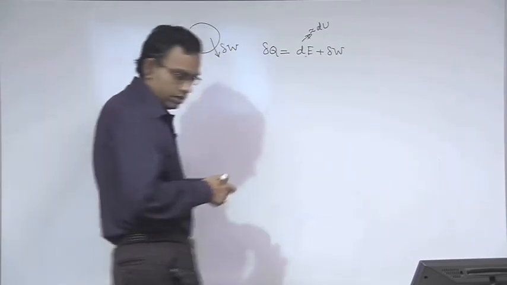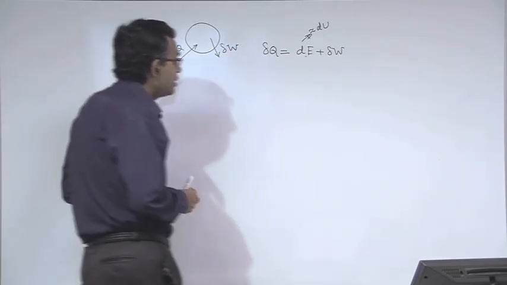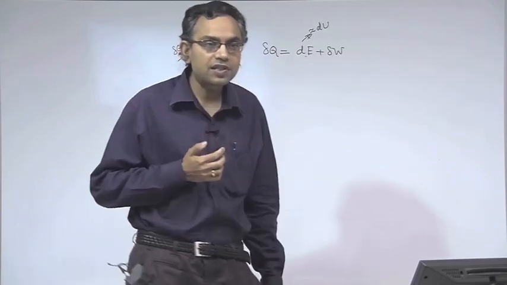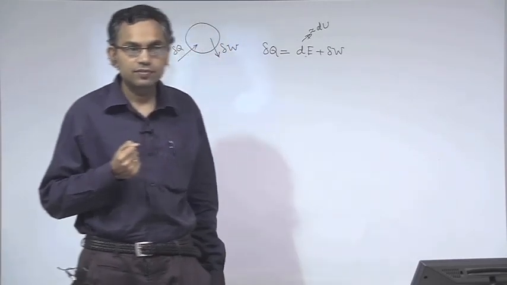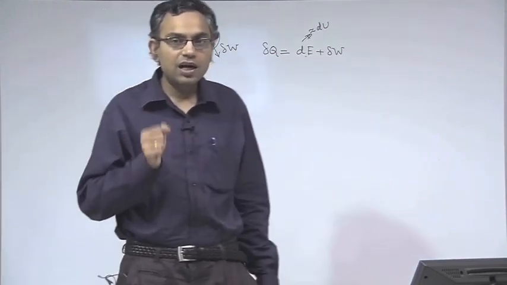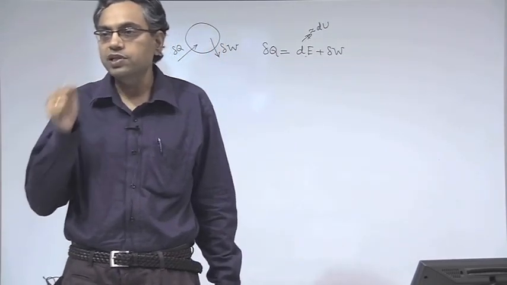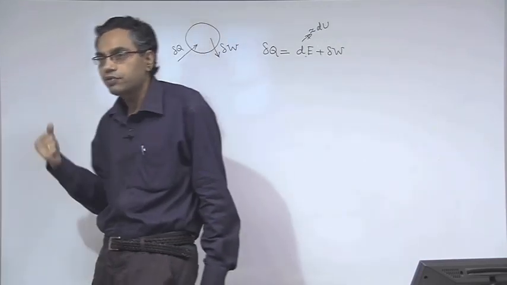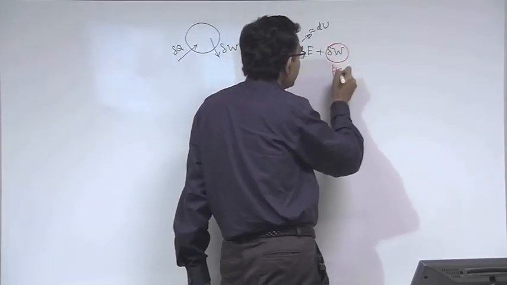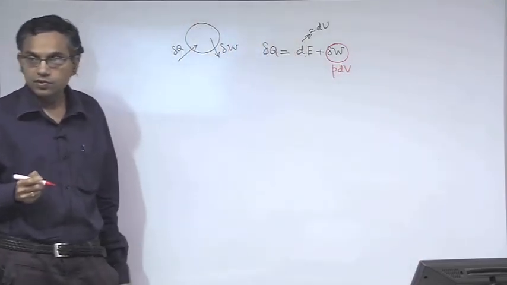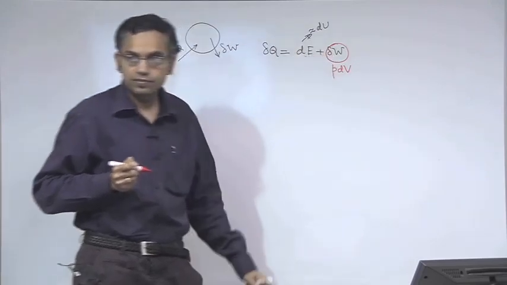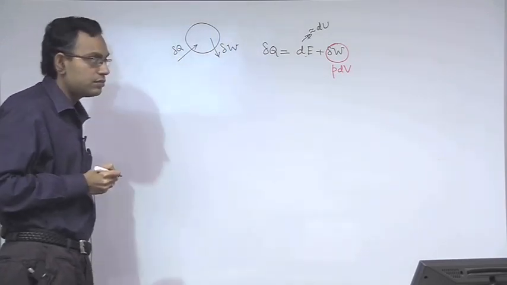Now, let us assume that the system is a simple compressible substance undergoing a quasi-equilibrium or quasi-static process. If the system is a simple compressible substance, it means the changes in pressure, volume and temperature are much more significant as compared to other effects like electrical effect, magnetic effect and so on. For such a case, if it is a quasi-equilibrium process, we can write the work as PdV. So again, the restriction is important: simple compressible substance undergoing a quasi-equilibrium process. So you can write this as PdV.